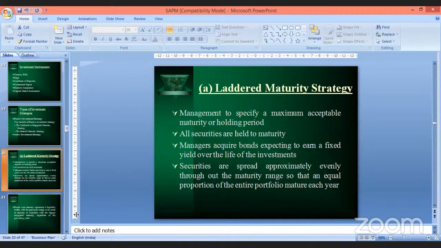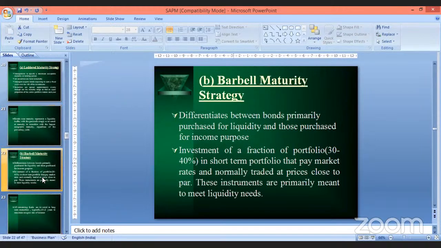And the second one is about maturity developed by Barbell. So differentiate between bonds, primary purpose. Are you getting my point? Suppose you are going to buy some bond. Whenever you are buying the bond, it is for the purpose of liquidity and for the purpose of income.